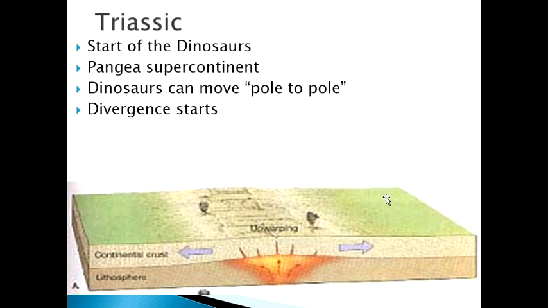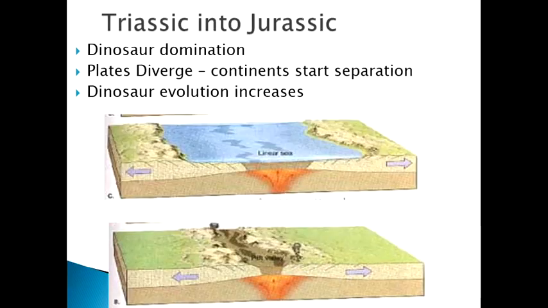The dinosaurs, if they wished, could migrate from pole to pole. But it's during this time as well that Pangea starts breaking up and we start getting divergence. So you see here you've got heat rising, it's cracking and breaking this outer crust of the Earth. You see some smoking hot areas right here, and then there are those ever-present divergent boundary arrows pointing in opposite directions. From the Triassic into the Jurassic, we get a domination of land faunas by the dinosaurs.